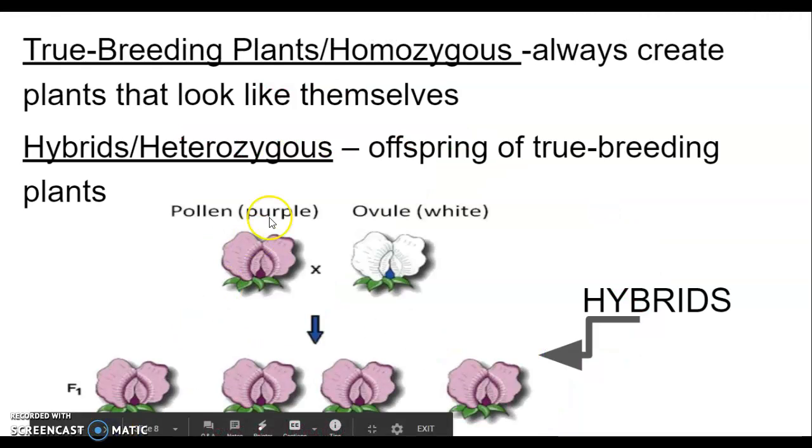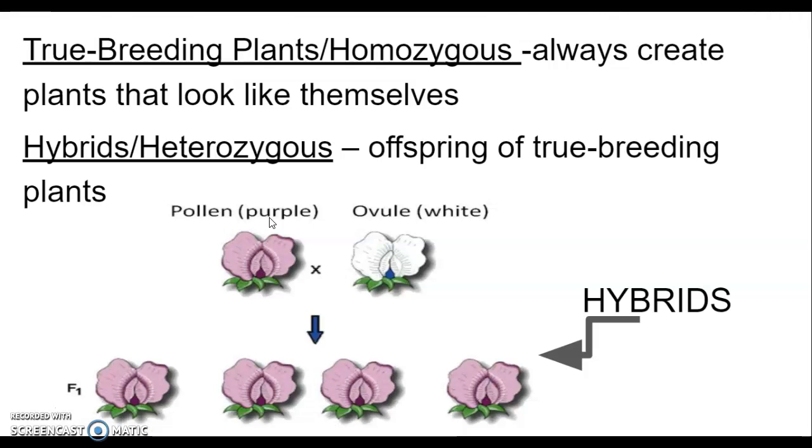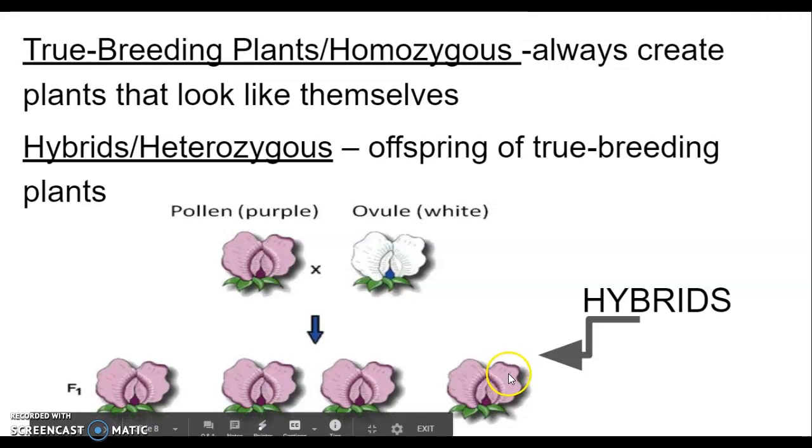So Mendel decided to control this, and he took true breeding plants and crossed them with another type of true breeding plant. So purple, he crossed with white. When he did that, all of the offspring were purple.